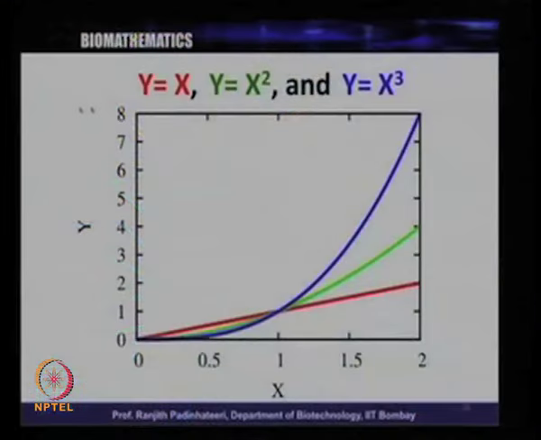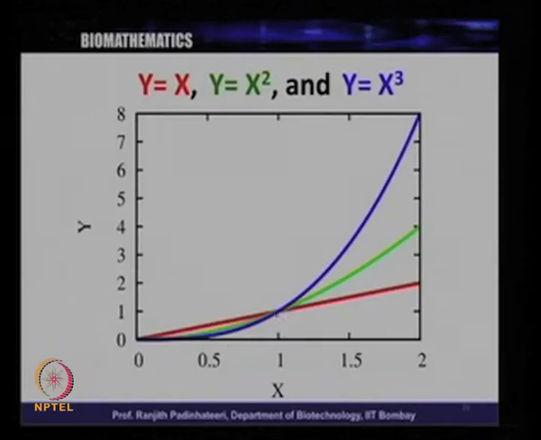Now we have seen x and x square, and the next simplest function is x cube. Let us try and see how it would look if you plot x cube. So, have a look at this slide. What you have plotted here is y equal to x, y equal to x square and y equal to x cube. The red line is y equal to x, the green curve is y equal to x square and the blue curve is y equal to x cube.